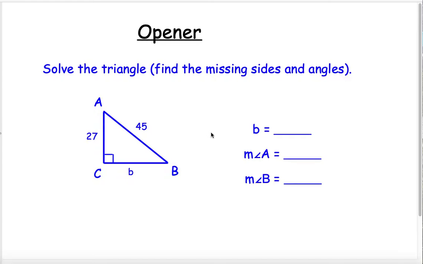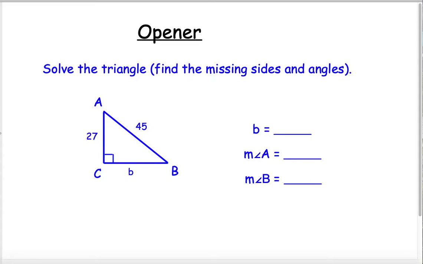So when I say solve the triangle, what I need you to do is find the third missing side, and then find the measures of angle A and angle B. So how are we going to do that? Well, for part of it, we're going to use the Pythagorean Theorem, and for the other questions, we're going to use trigonometry. Let's start with the Pythagorean Theorem.